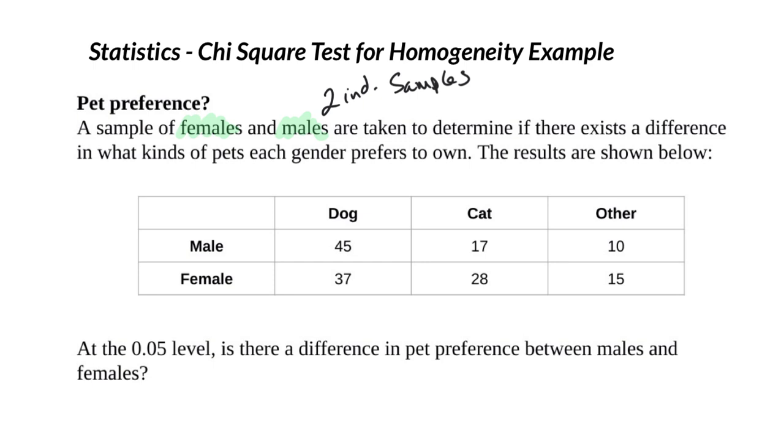All right, so our null and alternative for homogeneity, I'm going to fit this in as I can. The null is that there's no difference. And you can word this in a couple of ways. You can say the distribution of pet preference is the same for both genders. You can say no difference in the preference amongst genders. You can say this a lot of ways.